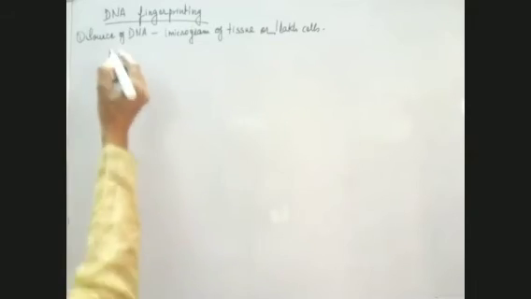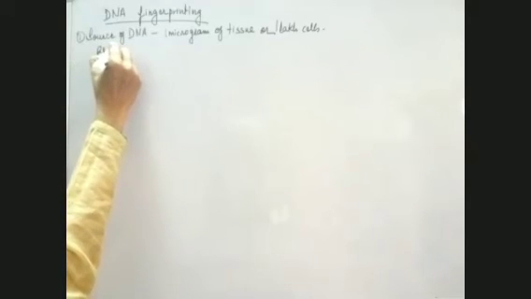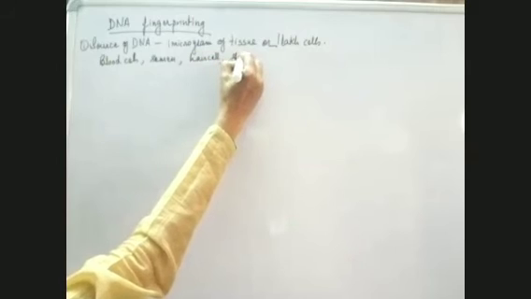This can be obtained from blood. These can be blood cells. These can be semen. These can be hair cells. These can be skin cells.